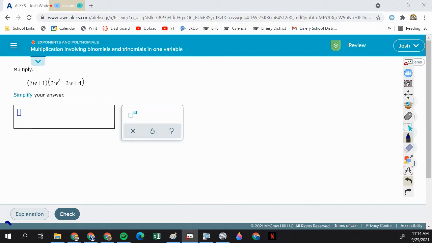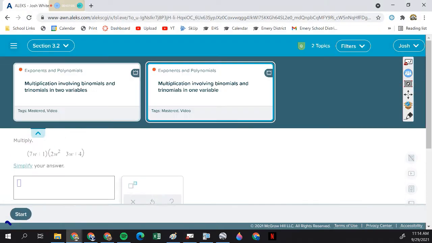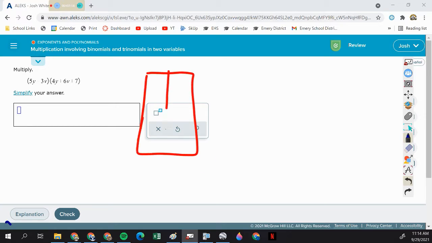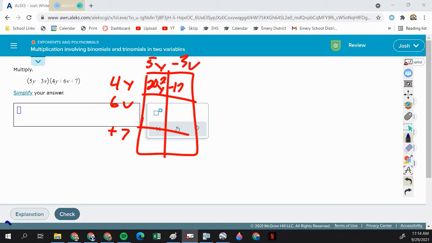Okay. And then what about this? Same idea, we're just introducing multiple variables. So I'll do this one as a 3x2. Okay, 20y squared minus 12. Usually we put them in alphabetical order.